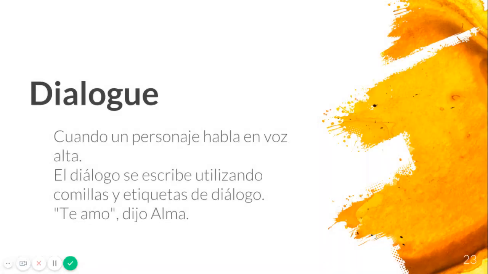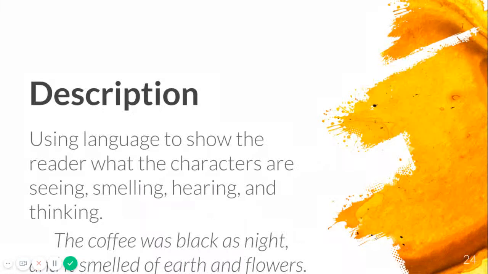And we're going to move forward to description. Description, as we've also learned about in imagery, is any time we're using language to show the reader what the characters are seeing, smelling, hearing, touching, feeling. Basically, if we are talking about the five senses, we are using description. So my example is: the coffee was black as night and smelled of earth and flowers. This is telling us what we should be smelling and is in a sense a good description.